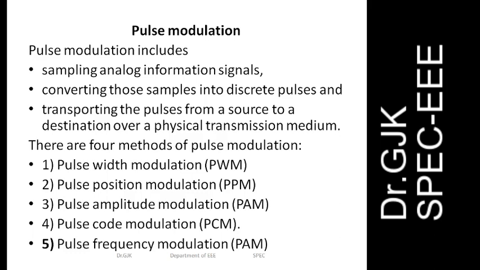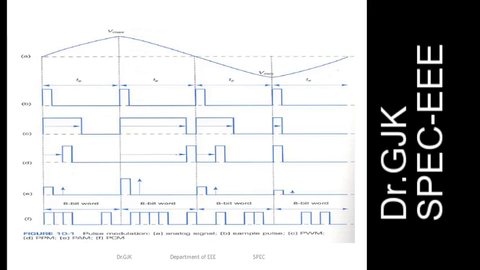So there are 5 types of pulse modulation techniques. One is pulse width modulation, pulse position modulation, pulse amplitude modulation, pulse code modulation, and the final one is pulse frequency modulation. Then if you see this diagram, A is the analog signal which is to be transmitted. First a carrier signal will be taken. This is the carrier pulse train. Second, B is the carrier pulse train.